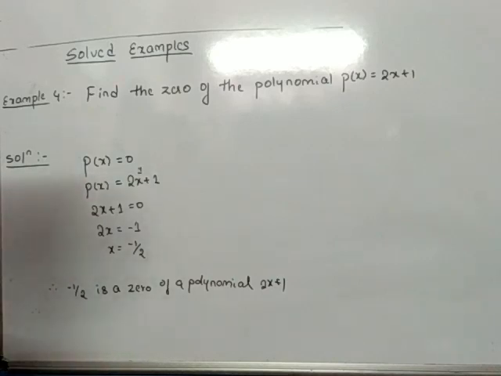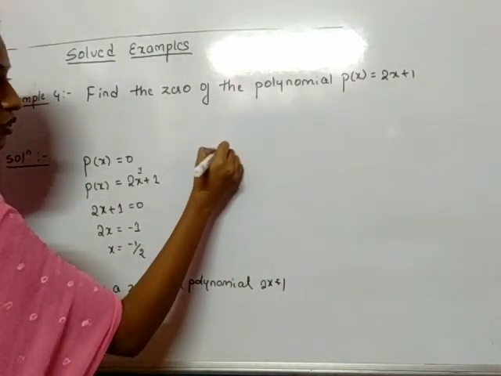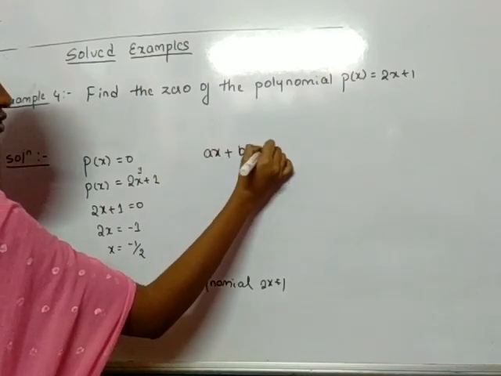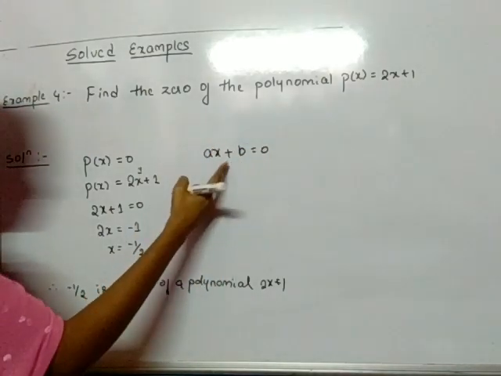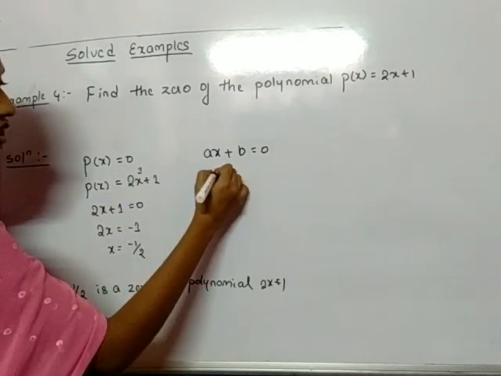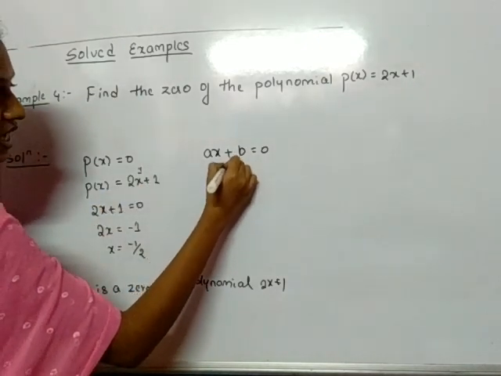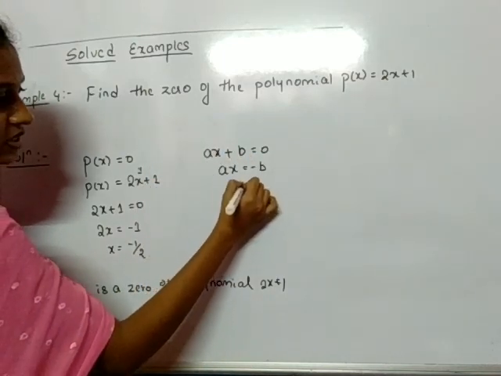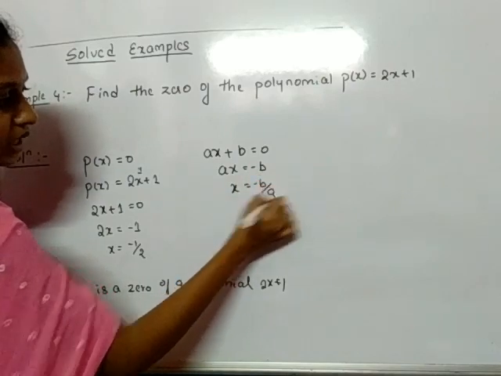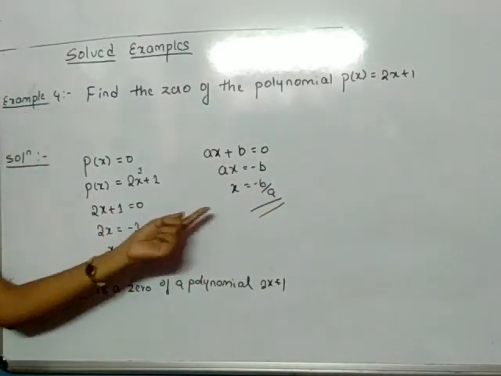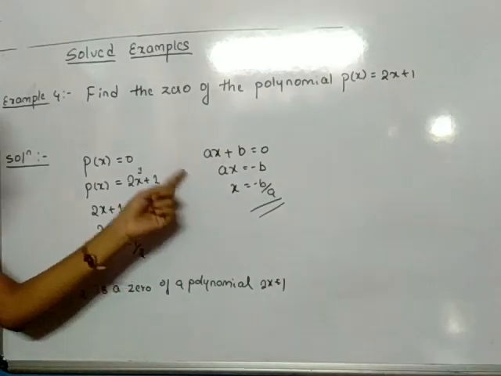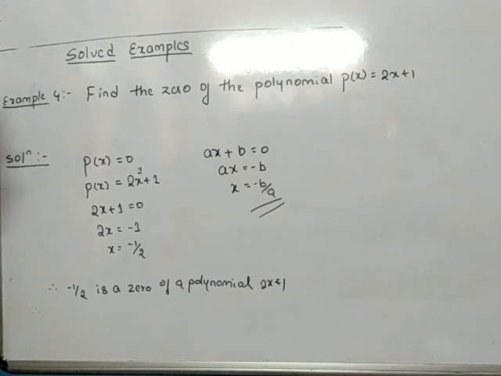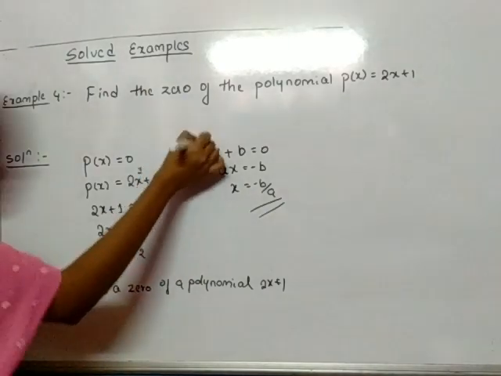So in general, how to write this: you know the general form of a linear equation, right? ax plus b is equal to 0. This is the general form of a linear equation. Now in general, we can write it as ax is equal to minus b, then x is equal to minus b by a. You can observe we have done this process only here, that's all. So this is the general form to find the zero of a linear polynomial. Try to remember this.